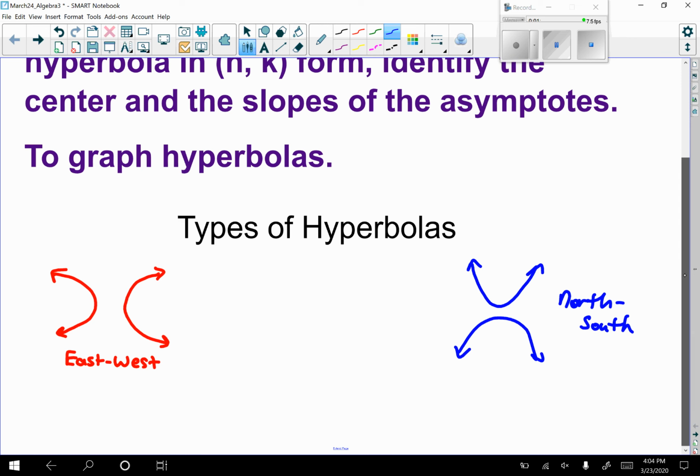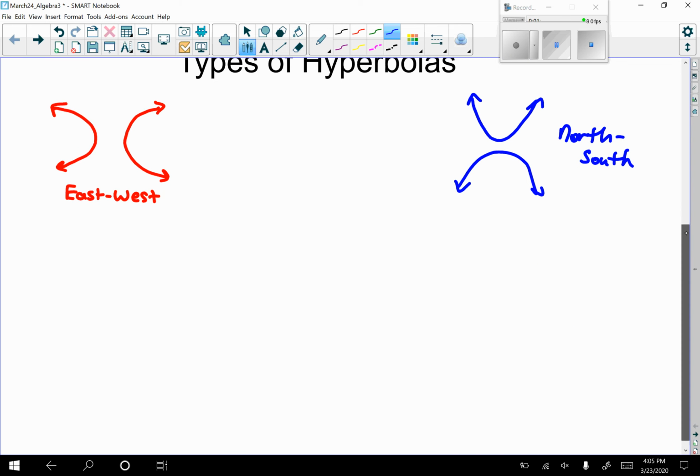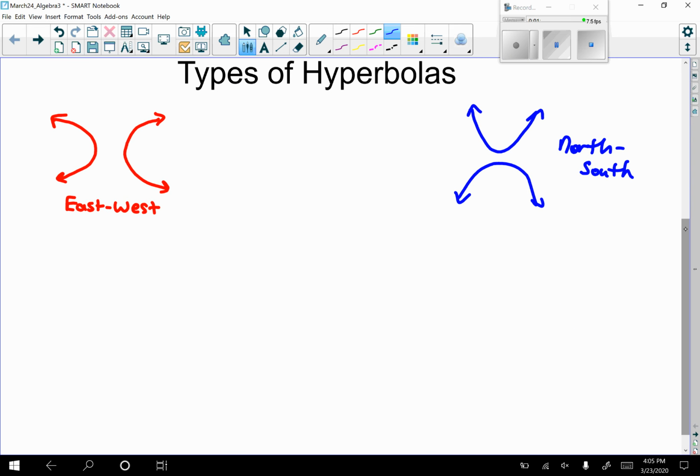All right, so these equations in HK form are going to look very similar to that of the ellipses that we just talked about. But if you remember, when we go to identify the types of conic sections, hyperbolas will always have an x squared and a y squared. When on the same side, one coefficient has to be positive, the other one's going to be negative, so that's going to be our difference here.